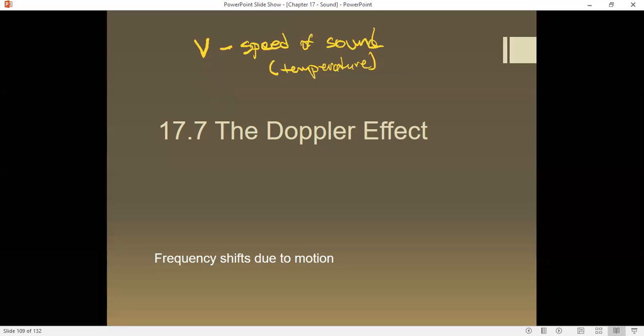We're also going to talk about two other speeds. The speed of the observer, okay? How fast is the observer going? And the speed of the source. Just remember those, that there are three different speeds that we've got to worry about.